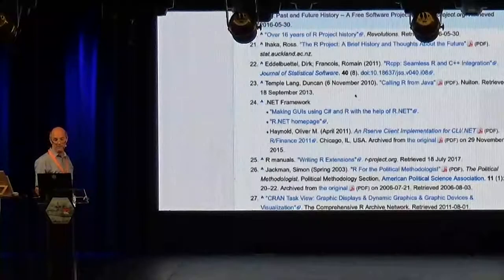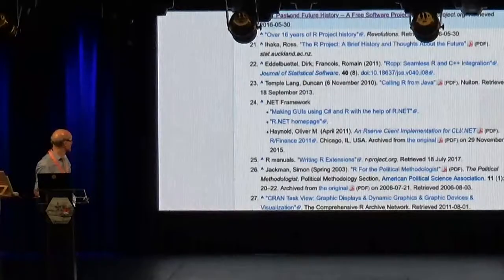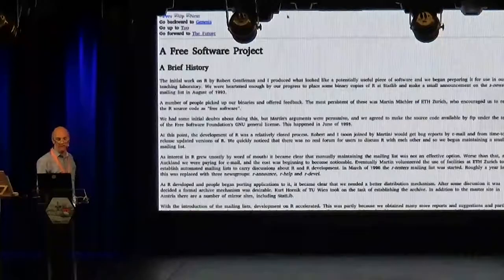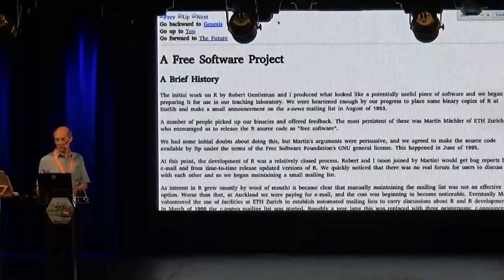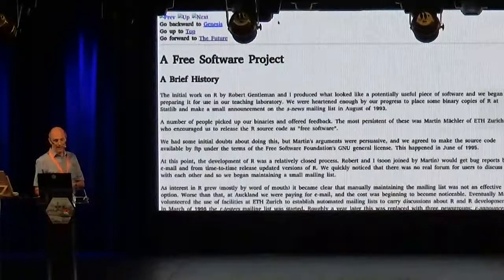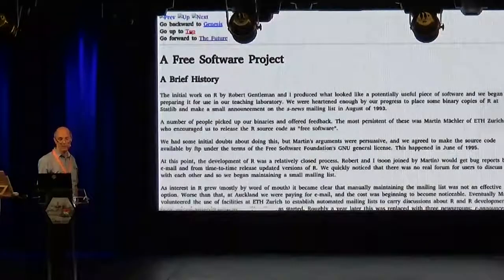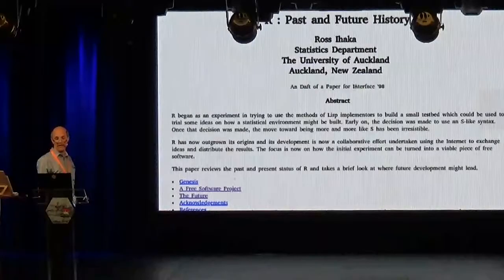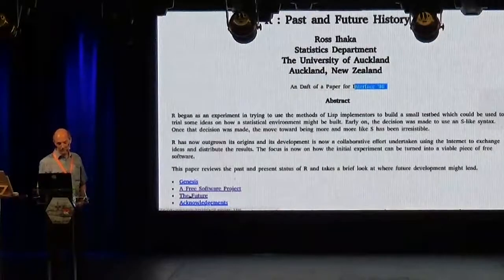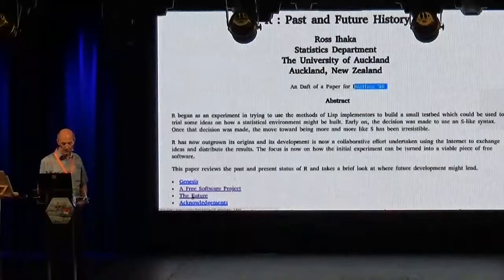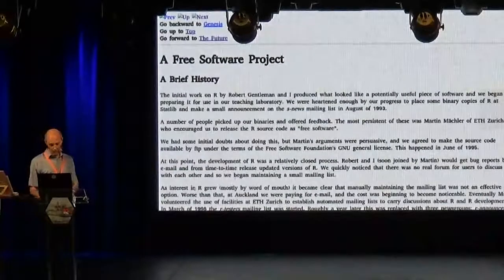R started very early. There's an article very hidden on CRAN which, as you can see, looks like the 90s, and it is actually from the early 90s. If you look at the bigger context, it's a draft for a paper for the Interface 98. So this is really history. And the nice thing is it's written by Robert and Ross, or actually by Ross.